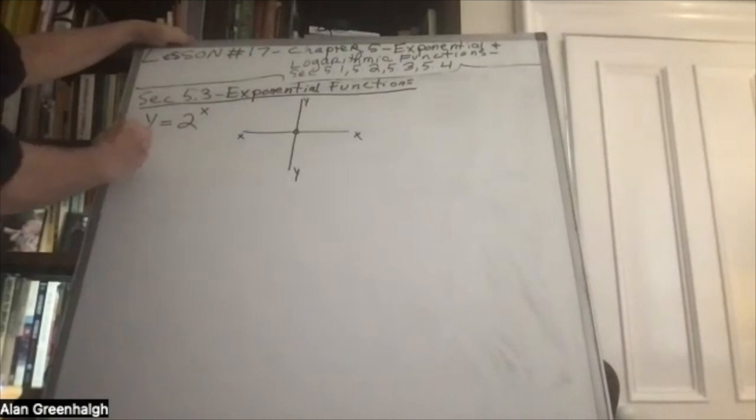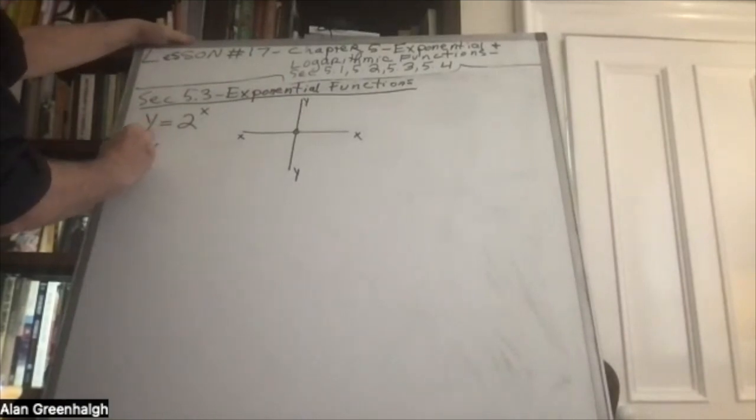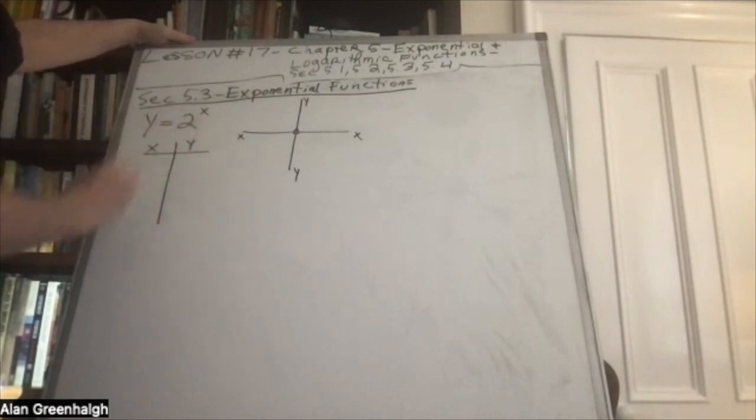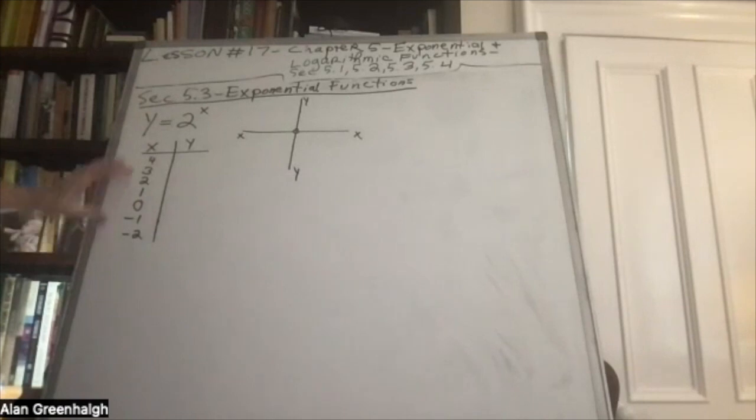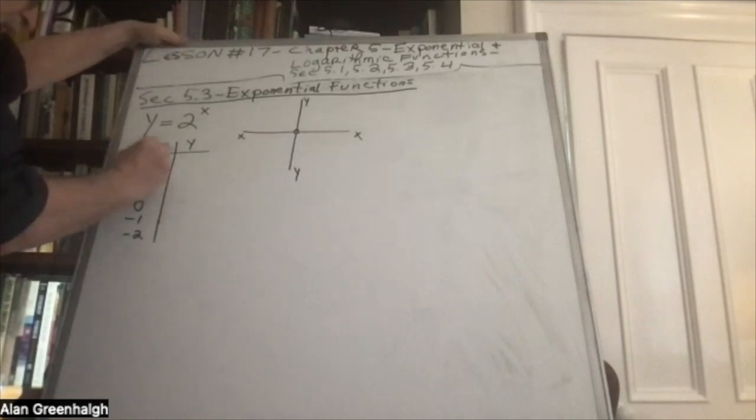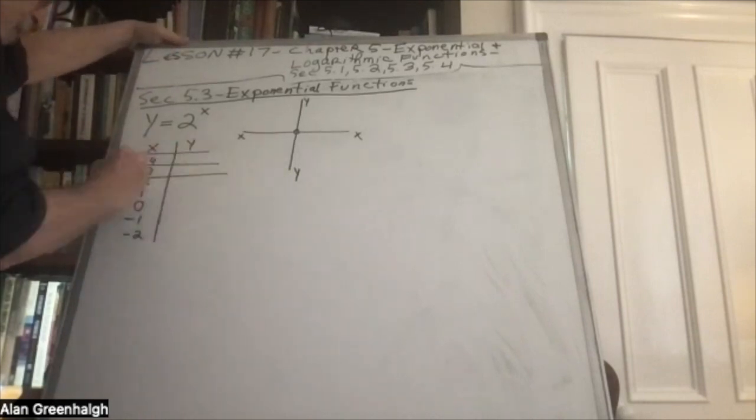Okay, so let's take values for x and y. Since I kind of know what I'd like to do here, I'm going to start down here: 1, 2, 3, 4, and then -1, -2. And you'll see why I skewed this in the direction of positive values of x. You'll see why in a moment.